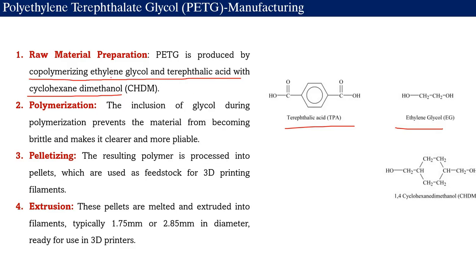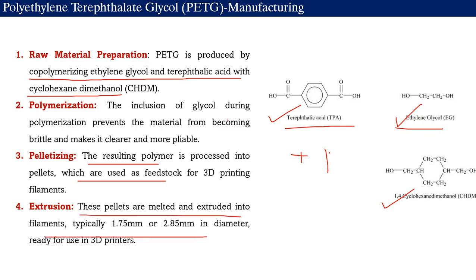So copolymerizing ethylene glycol, terephthalic acid with the cyclohexane dimethanol. Here again the polymerization process is there. We have to form the pellets. After forming the pellets, those pellets are used in the filament making machines, and then it is extruded to form the filament.